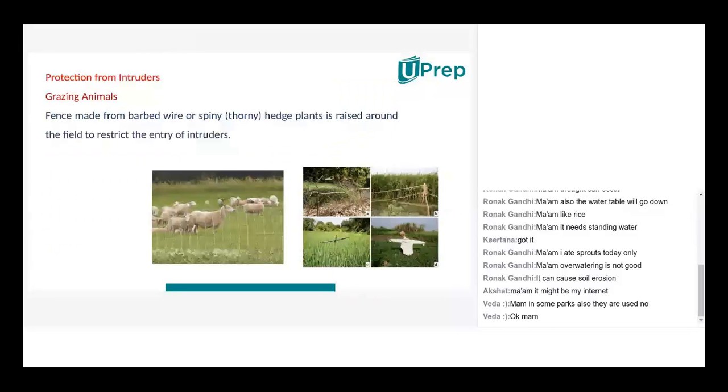Protection from intruders. Grazing animals. A fence made from barbed wire or spiny, thorny hedge plants is raised around the field to restrict the entry of intruders. Right. So basically, grazing animals, because the villagers will just leave the cattle like that for grazing. And the cattle being cattle, they would not know what to eat and what not to eat. They would just come near the crops and damage them. So the best way is to raise spiny or thorny hedge plants, right? Hedge plants at a height so that the cattle doesn't come close by. With that, the entry of intruders, especially the animals, can be restricted.